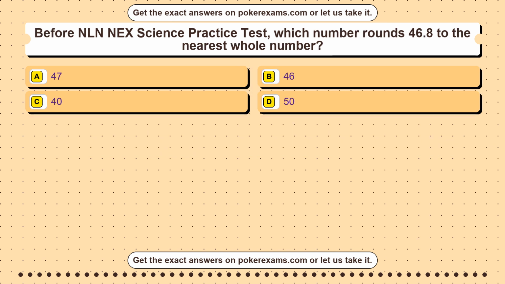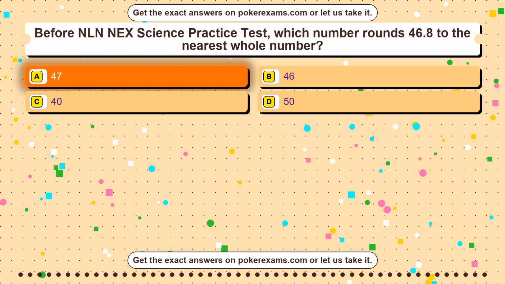Question 25. Before GED RLA practice test, which sentence uses evidence best? Option A, the article states that graduation rates rose by 8%. Option B, everyone knows the result. Option C, it seems true to me. Option D, the answer is probably obvious. The correct answer is option A.